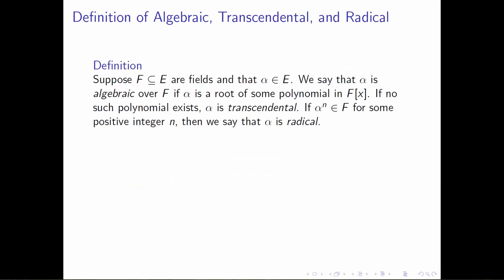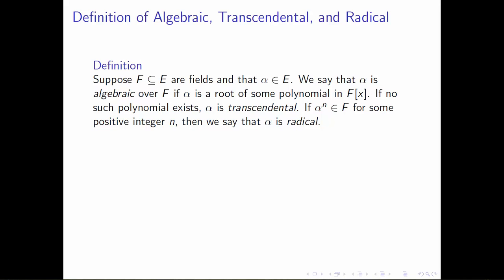Now the next thing I want to do is define what it means to be an algebraic element of a field, a transcendental element of a field, and a radical element of a field. So again, let's look at some fields, F contained in E, and let's take alpha to be an element of the larger field E. We're going to say that alpha is algebraic over the ground field F if alpha is a root of some polynomial in the polynomial ring with coefficients in the ground field, so in F adjoined x. If no such polynomial exists, then we say that alpha is transcendental over the field F.